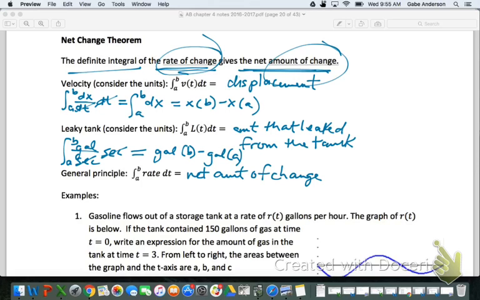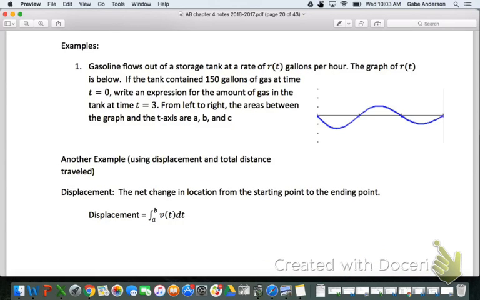So we're going to do a few examples. Some of these are going to range from conceptual and arithmetically easy. Some of them are going to be challenging on the arithmetic, and we'll use a calculator perhaps. But we'll do some examples here. So take a look at example number 1. Will you read it? It's about gasoline flowing out of a storage tank. Gasoline flows out of a storage tank at a rate of R of t gallons per hour. The graph of R of t is below.